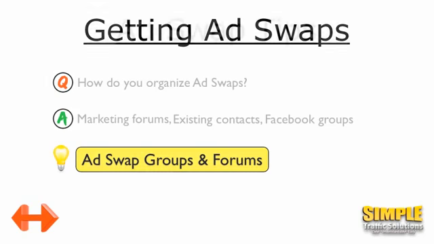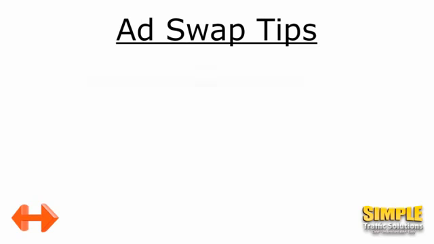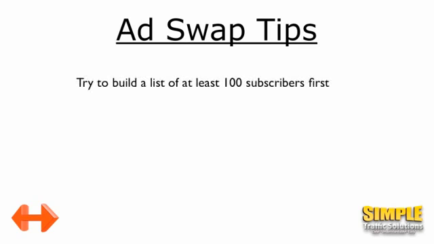But before you actually start doing an ad swap, you want to try and build a list of at least 100 subscribers first. Now this is not hard to do. Put up a simple offer, a nice squeeze page with a good offer, and you can just use social media, obviously the tips in this program, to drive the traffic to get 100 subscribers, because then you can be in a position to start offering what you have in exchange for what other people have.